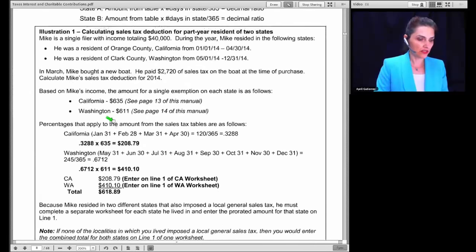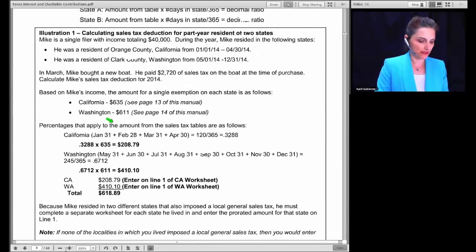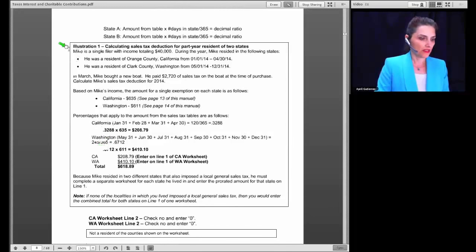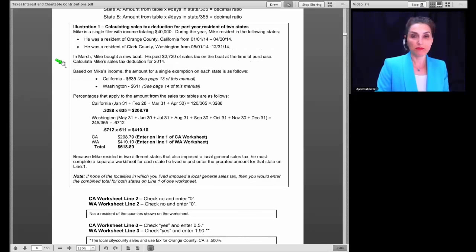let's do an illustration involving this character named Mike. So Mike is a single filer with income totaling $40,000, and during the year he resided in the following states. He was a resident of Orange County, California from the 1st of January through April 30th of 2014, and then he moved to Clark County, Washington, where he lived for the remainder of the year, which is basically May through December. In March, before he left California, Mike bought a new boat. He paid $2,720 of sales tax on the boat at the time that he purchased it.